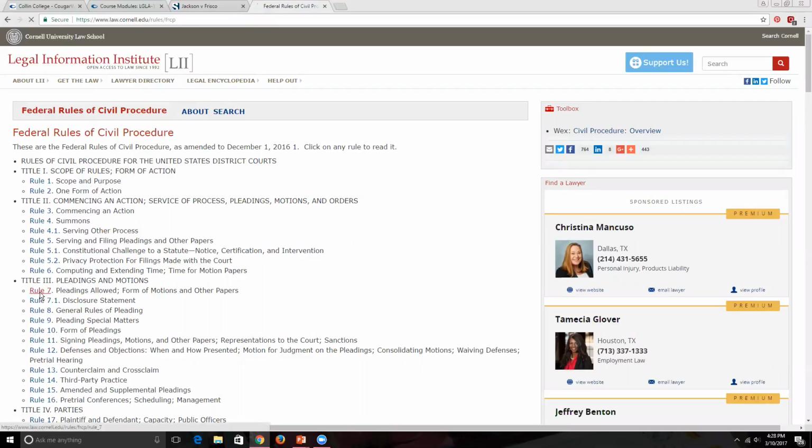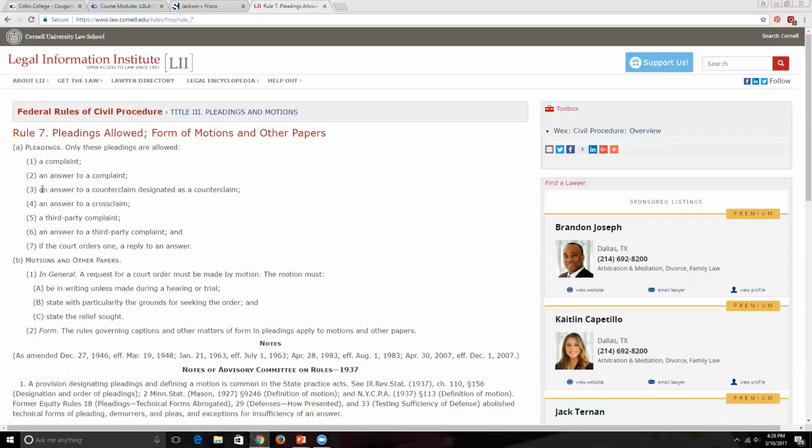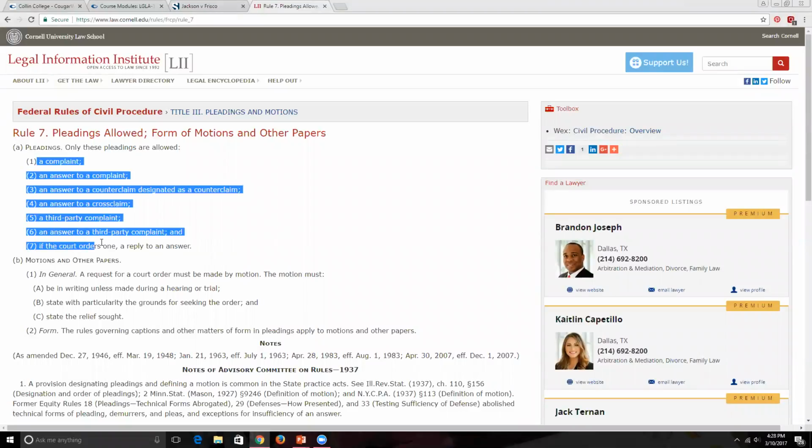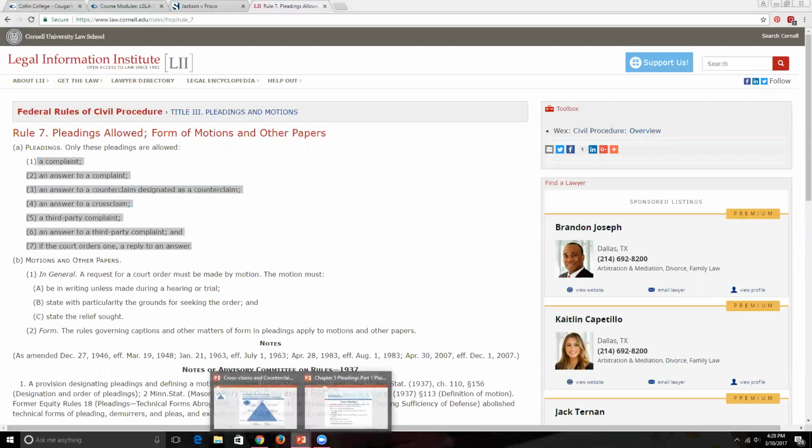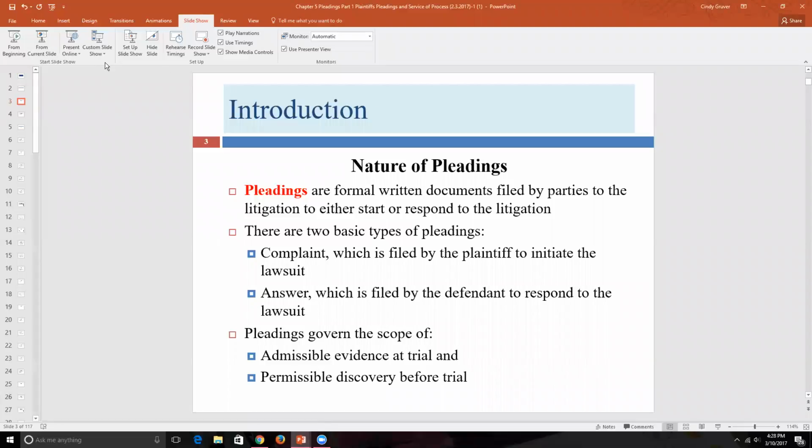We'll go down to Rule 7. And this gives you the names of the pleadings. Anything that isn't one of these 7 named documents isn't a pleading. It doesn't matter how important it is, how cool it is, how awesome it is. If it's not a complaint or an answer or a third-party complaint or a reply, it's not a pleading. And so keep those things in mind. We have a list. If it's not one of these things, it's not going to be a pleading. In most cases, it's going to be a motion. So let's go back to our document here.